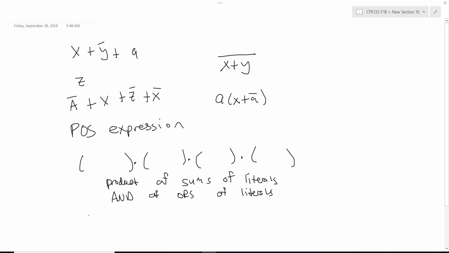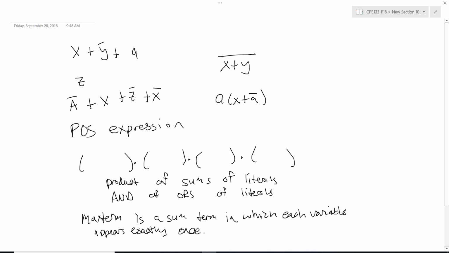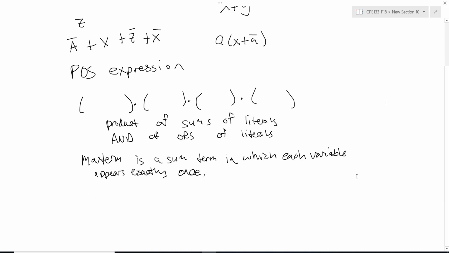And for POS, we also have what are called max terms, which is a sum term in which each variable appears exactly once, either in its complemented or uncomplemented form. And as you can probably guess, we also have the canonical POS form, or the max term form.